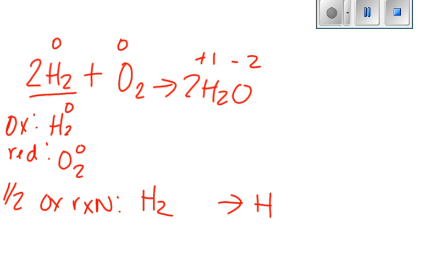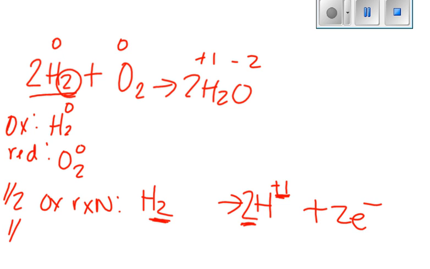There are 2 hydrogens. You cannot leave off that little diatomic 2 part. So I have to balance out my hydrogens and put a 2 over here. If I put a 2 there, I have to add 2 electrons here because 2 times plus 1 is plus 2, so I need 2 electrons. For the half reduction reaction, what's happening is oxygen, got to keep the 2 because it's a diatomic, is going from 0 to negative 2.